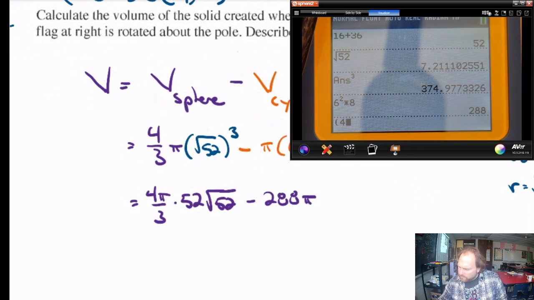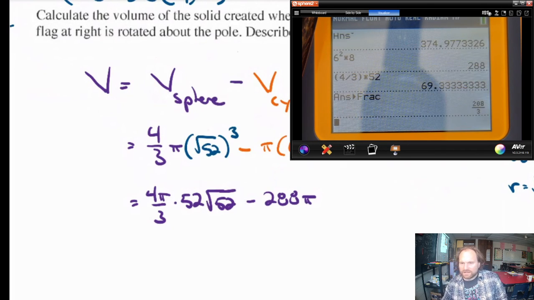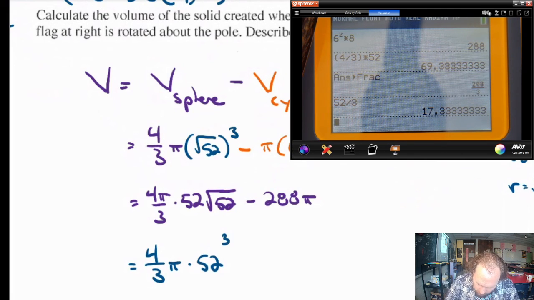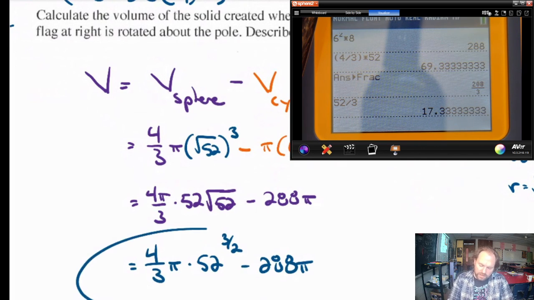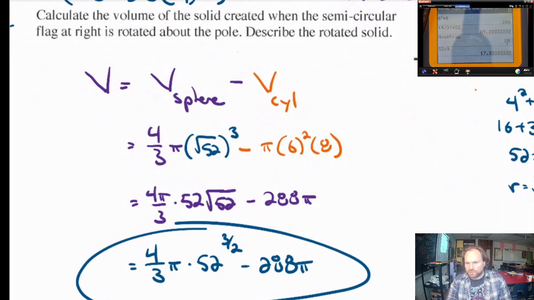Now, I'm guessing that 4/3 times 52 is something. Oh, it's not. Okay, cool. It's that number over 3. I was pretty sure that 52 divided by 3 was something even, but it's not. So I'm just going to leave it in its most base form. I'm going to have 4/3 pi times the square root. I'm going to write 52 to the 3/2 power, because that's exactly what's happening here. Minus 288 pi. That's as simple as I want to get with it. You could keep crunching out decimals if you want to, but honestly, the most important part about this problem is the sphere minus cylinder idea. That's what you want to know.